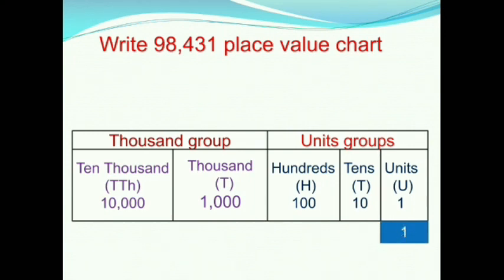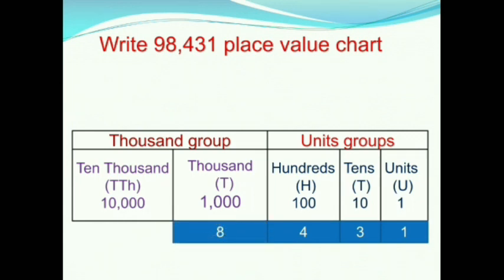Now the second number is 3. The second place is tens. So we will write 3 in tens place. Next the third number is 4. Third place is 100. So we should write 4 in hundreds place. Now the fourth number is 8. Fourth place is 1000. So we should write 8 in thousands place. Fifth number is 9. Which is the fifth place in the place value table? Yes. Fifth place is 10,000. So we will write 9 in 10,000 place. We read it as 98,431.